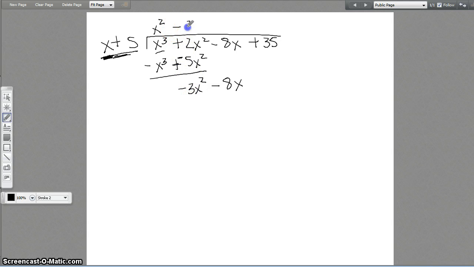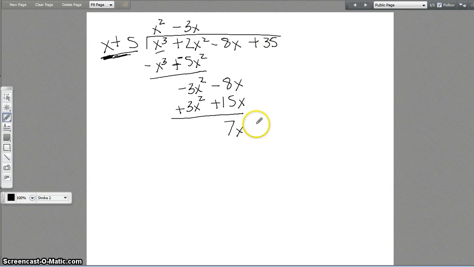Well, we would have to multiply it by negative 3x. And so negative 3x times x will give us negative 3x squared. And then negative 3x times 5 will give us negative 15x. Again, we draw our line, and now we need to flip our signs. Okay, so negative 3x squared plus 3x squared, that's 0. And then negative 8x plus 15x, that gives us 7x.